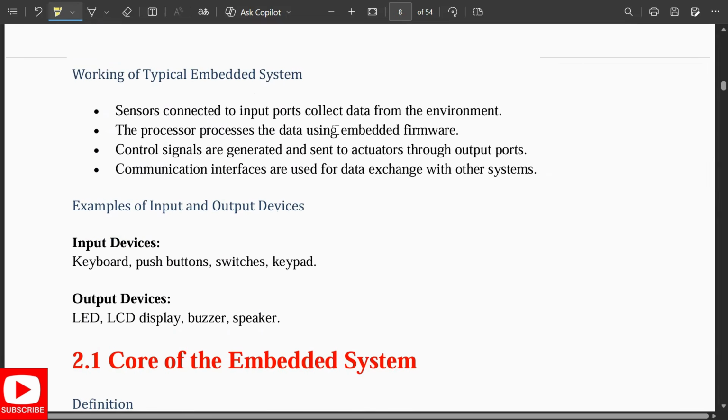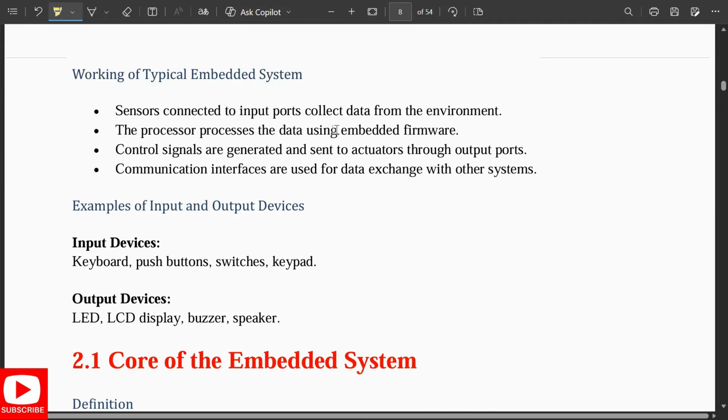So how does that work? The sensor connected to the input ports collects the data. Then the processor processes the data using the software. Then control signals will be generated and sent through the actuator via the output ports. The communication interface will exchange the data with the other systems. So this is the working of the complete embedded system.